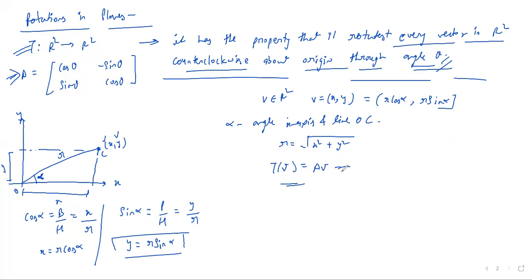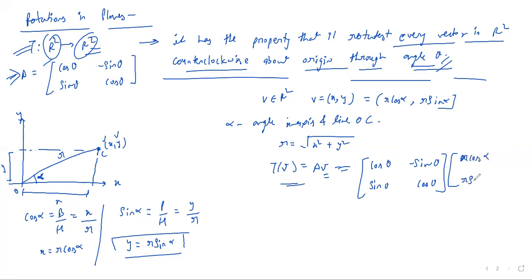We'll apply this. My A matrix here is cos theta, minus sine theta, sine theta, cos theta. I am transforming this vector v, which belongs to this R square vector space, to R square, and I want to find, when it moves counterclockwise, what will be the angle and the corresponding vector that it makes. What is the vector v? It is x, y, and the value of x, y is r cos alpha and r sine alpha.